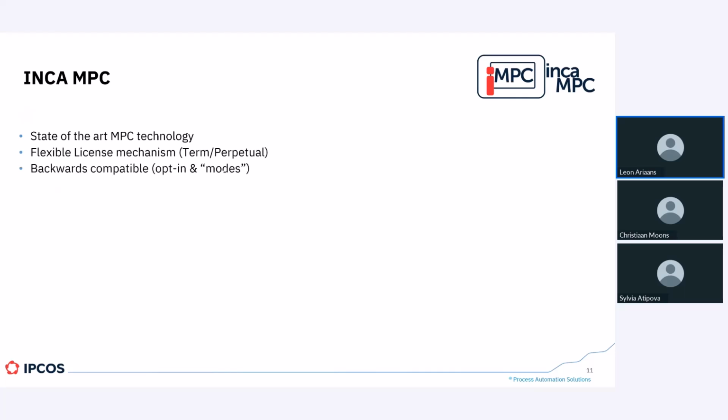We have a lot of emphasis on backwards compatibility in our tools. When we introduce new features, we try to do that in a backwards compatible way, such that you can opt into them. But if you don't do anything, things work as they worked before. In cases where it's not really possible to make them opt in, we introduce modes. So INCA MPC currently has several modes, where a mode introduces at least one feature that's different from what we had, but it does so in a backwards compatible way.